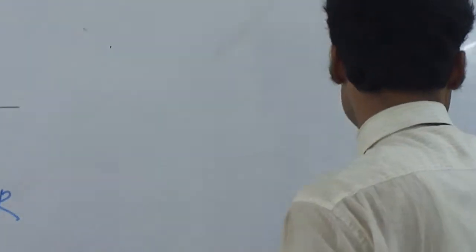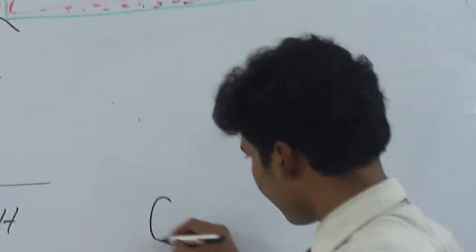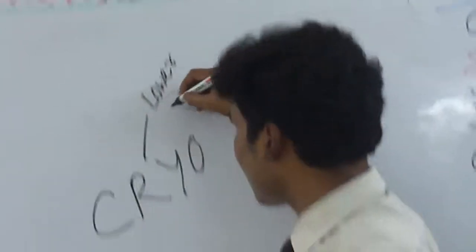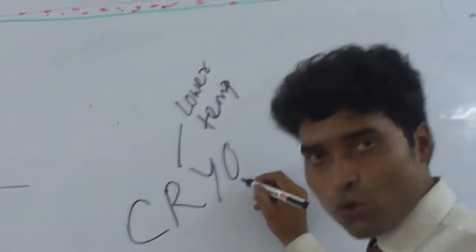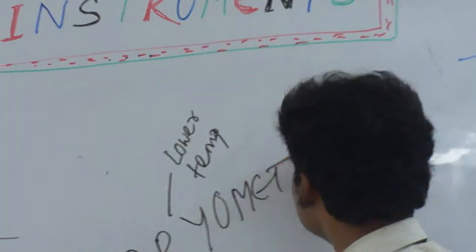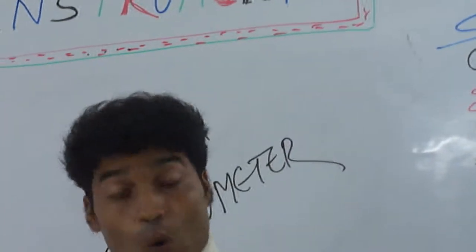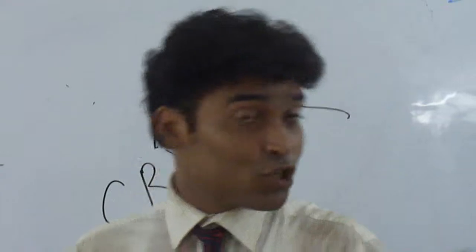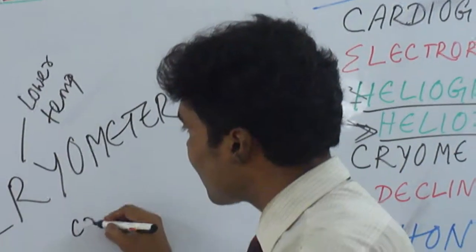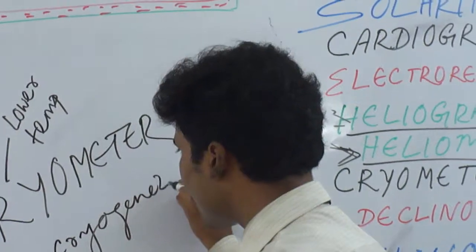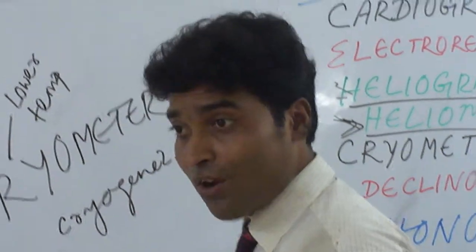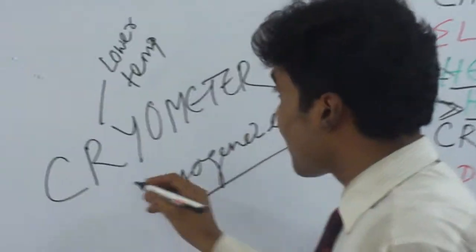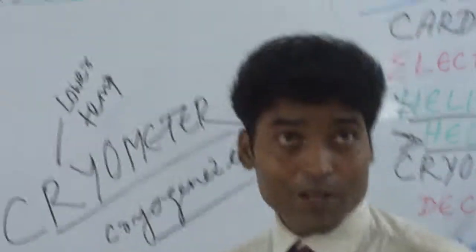Another thing we'll discuss right now is the cryometer. Cryo means lower temperature. So cryometer means the instrument used for measuring the lower temperature of things. Do you know cryogenic engines? Cryogenic engines are engines which function at very low temperatures, around minus 12 and below, and this is known as cryogenics. So the cryometer is related to low temperature, my dear.